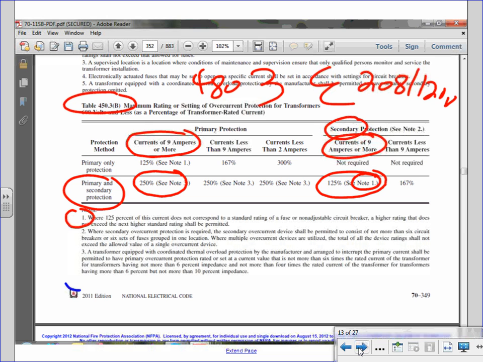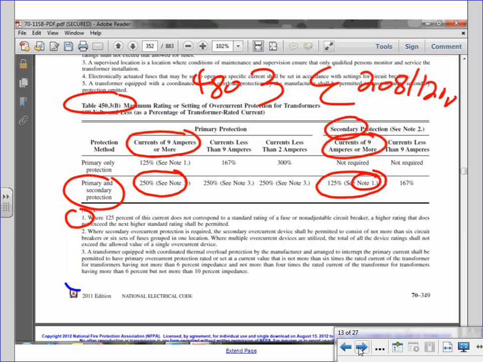So can you guys look at my transformer? I have 480 on the primary, on the secondary 208. Does this table apply to it? Yep. Are the primary and the secondary less than 600 volts? Yep. So this is your table, 450.3(B). When you go there, primary protection and secondary protection. So let's start with the primary.